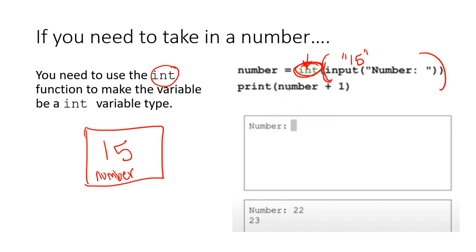Thus, I can print the number. So like number, they typed in 22. It goes in here. It would be quotation marks 22 coming from input. I int that, so I get 22 in number. I added 1 to it. I am able to print 23.